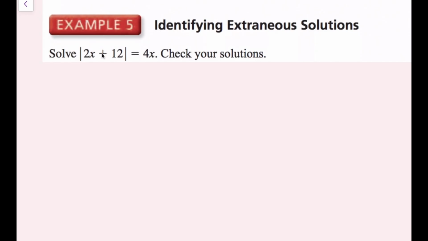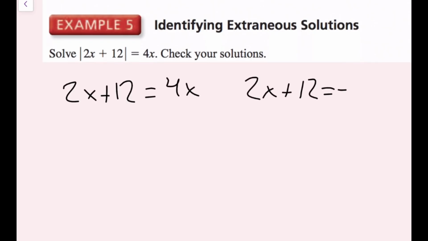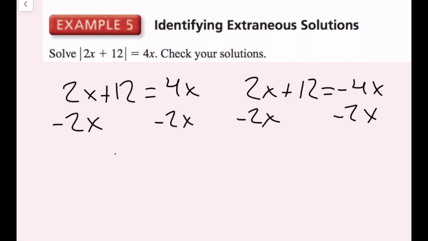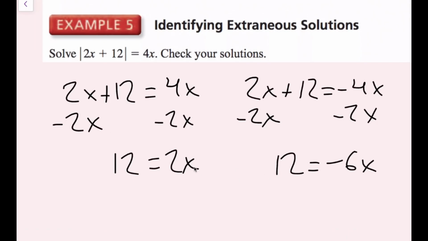So to solve this, I'm going to unwrap my absolute value expression. So 2x plus 12 equals 4x, and then 2x plus 12 equals negative 4x. Okay, so now I'm going to subtract 12 on both sides. So now I'm going to move my 2x term on the other side, so I'm going to subtract 2x on both sides. And now I get 12 equals 2x over here, and then 12 equals negative 6x right here. Last step, I'm going to divide by 2 here and then negative 6 here.